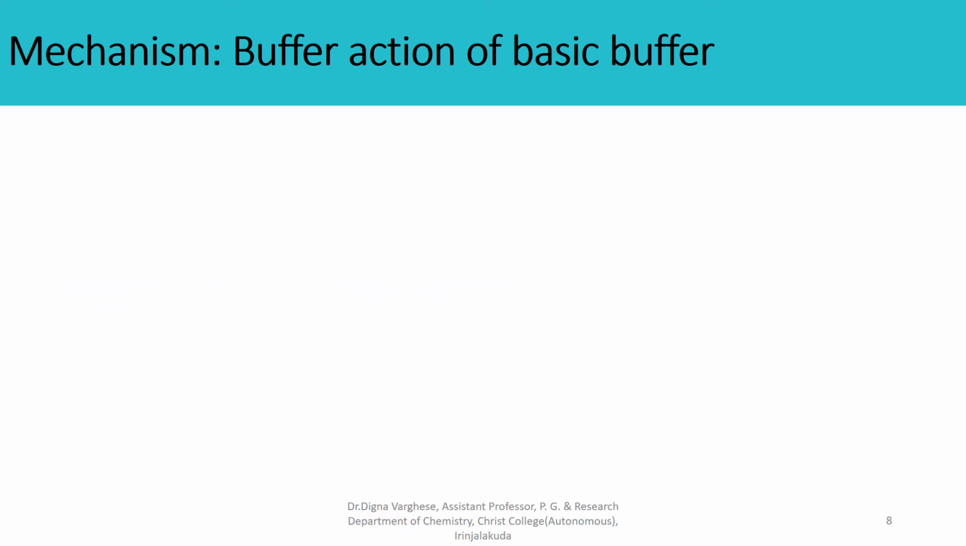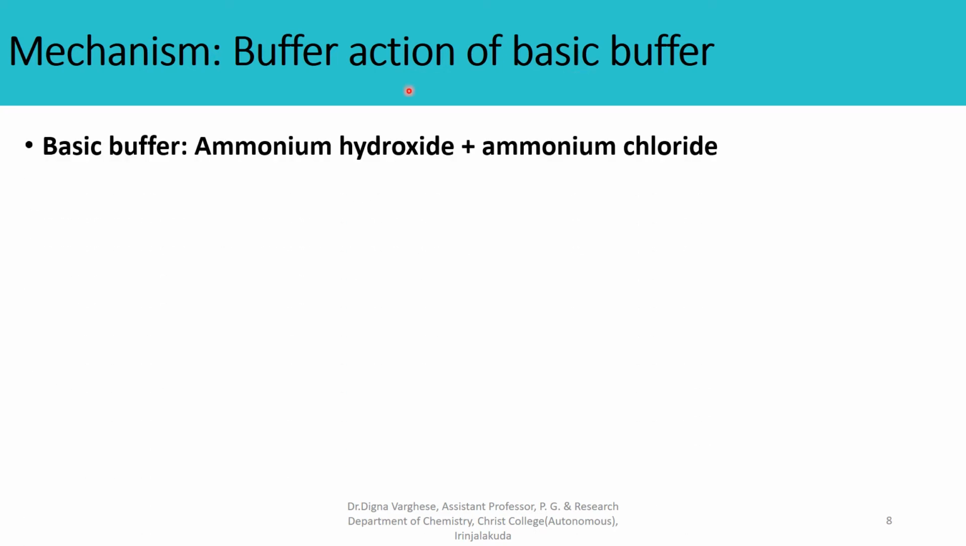Mechanism of buffer action. Here we are discussing the buffer action of basic buffer. We know basic buffer is a mixture of a weak base and its salt from a strong acid. Here we are considering an example for a basic buffer, that is ammonium hydroxide and ammonium chloride solution. We know ammonium hydroxide is a weak base and it is weakly ionized. Ammonium chloride is a strong salt that is formed when ammonium hydroxide reacts with a strong acid like hydrochloric acid.